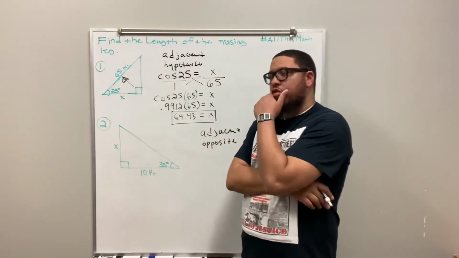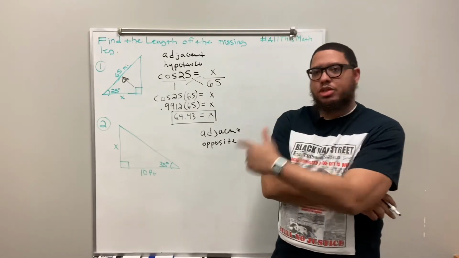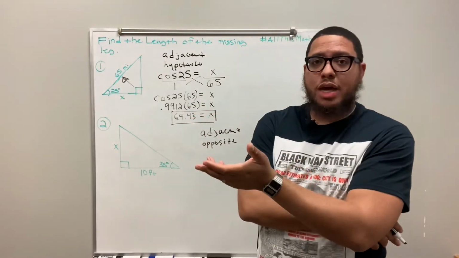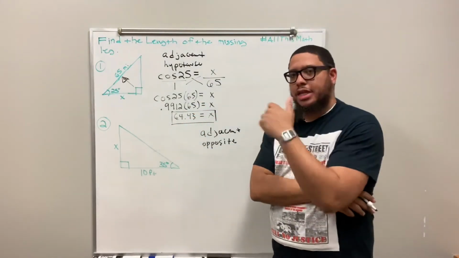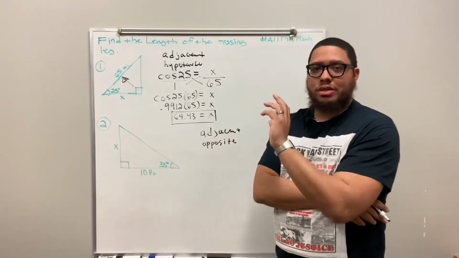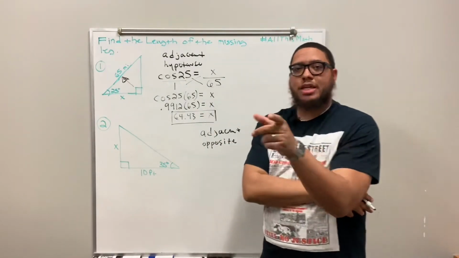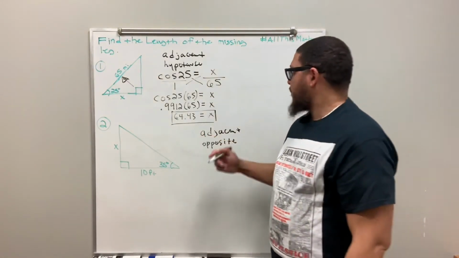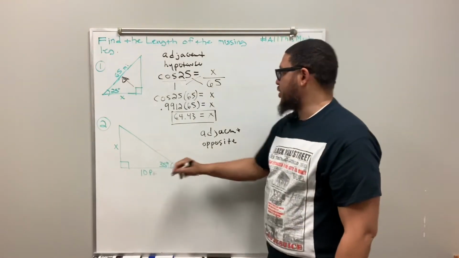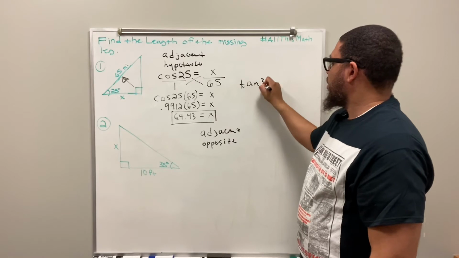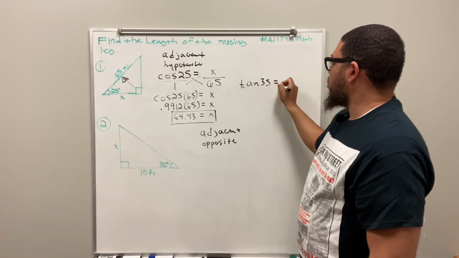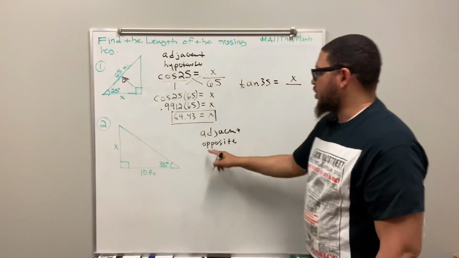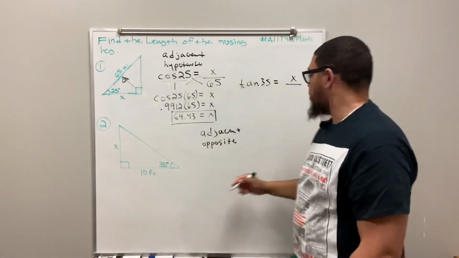So now I got to ask myself, which trig ratio deals with opposite and adjacent? It's not sine, and it's not cosine. Therefore, it must be tangent. Tangent, that's the TOA in SOH-CAH-TOA. Tangent equals opposite divided by adjacent. So we set up our work. We're going to say the tangent of 35 is equal to the opposite side, which is x, which we don't know, divided by the adjacent side, which is 10, which we do know.